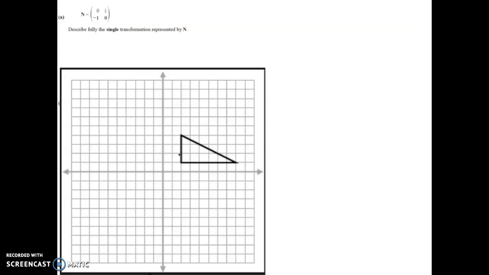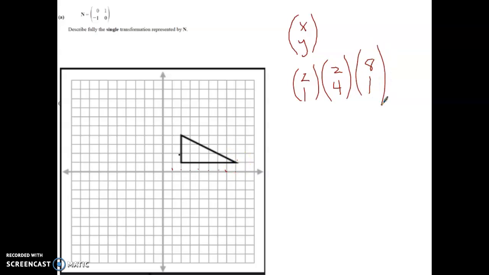We're just going to do it with this image. This is a pretty easy image that I found in Google Images, and I'm going to explain what I'm talking about. I'm going to write each vertex as a column vector, and just to remind you, column vectors are x, y. So I'm going to take each vertex: one at (2, 1), another at (2, 4), and the other at (8, 1). And there are my three column vectors for the vertices.